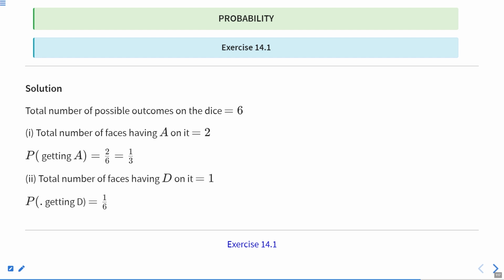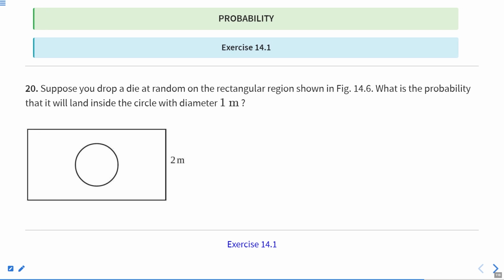Okay, so now let us move to next problem. In the next problem, suppose you drop a die at random on the rectangular region shown in this figure, 14.6. What is the probability that it will land inside the circle with diameter 1 meter?